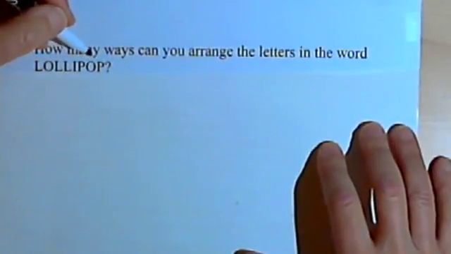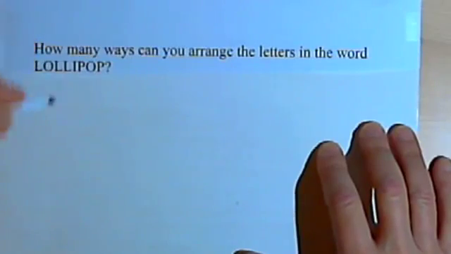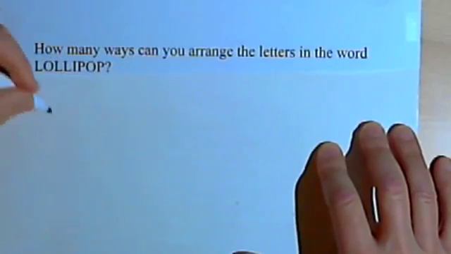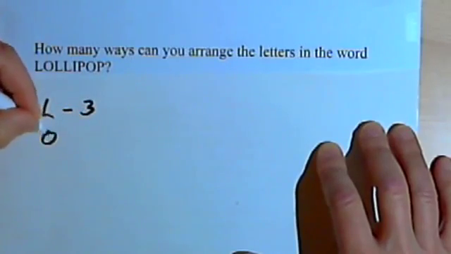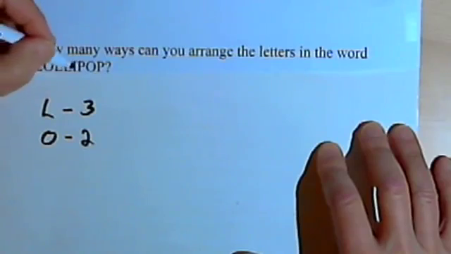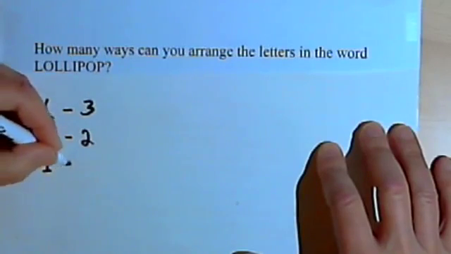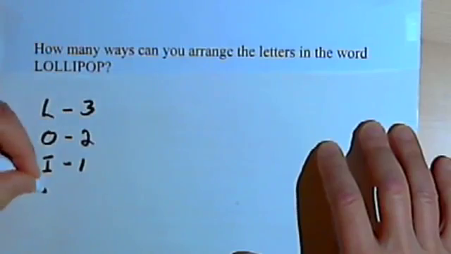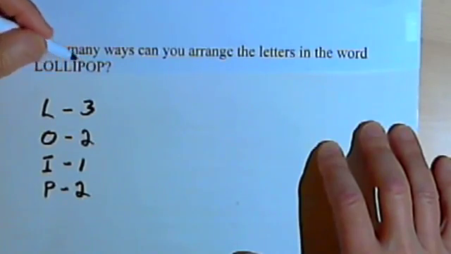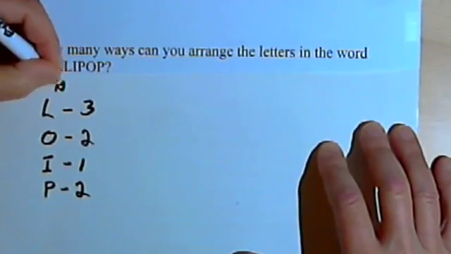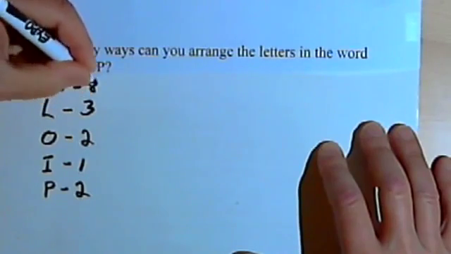How many ways can you arrange the letters in the word lollipop? So lollipop has a number of repeats in it. Let's count the repeats that we've got. We've got the letter L, and L occurs 1, 2, 3 times. We've got the letter O, that occurs 2 times. We've got I occurs only once. And we've got the letter P occurring 2 times. And there are a total of 1, 2, 3, 4, 5, 6, 7, 8 letters. So for this problem, n is going to equal 8.